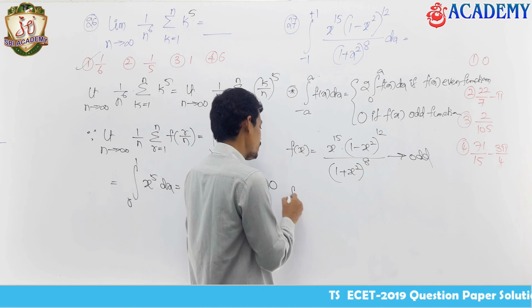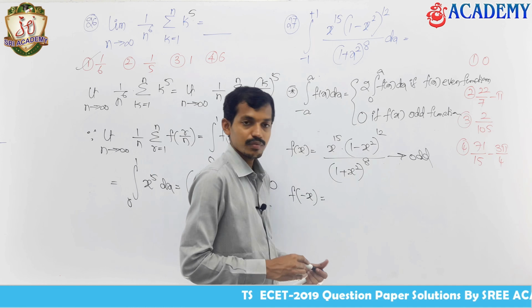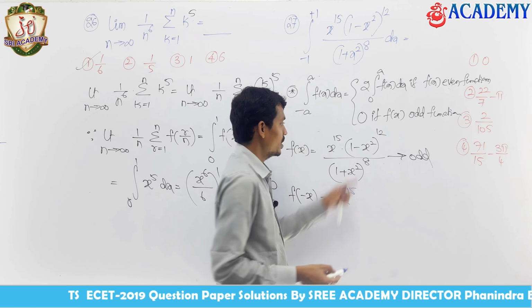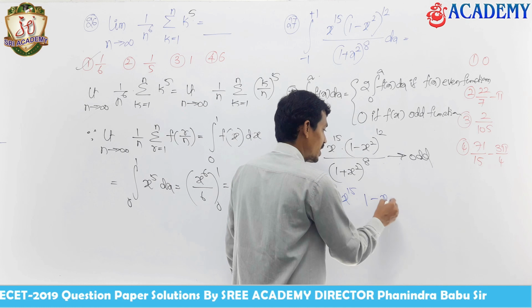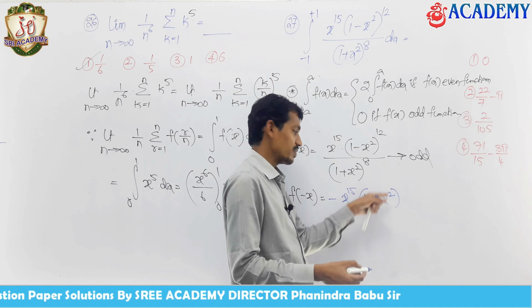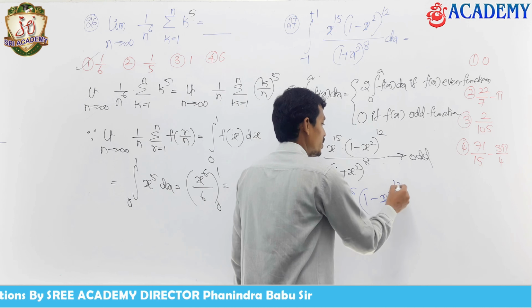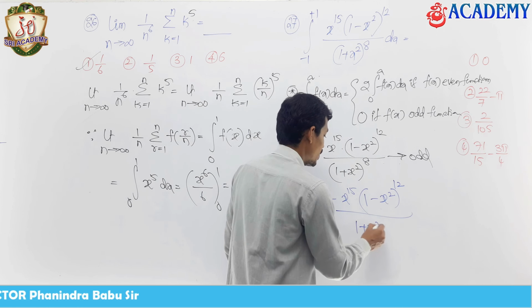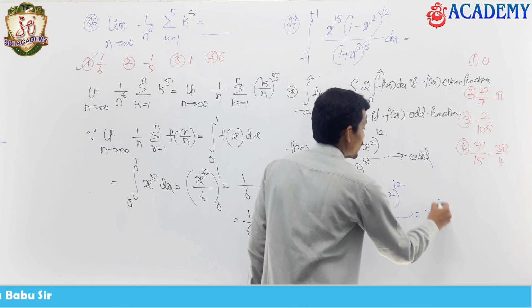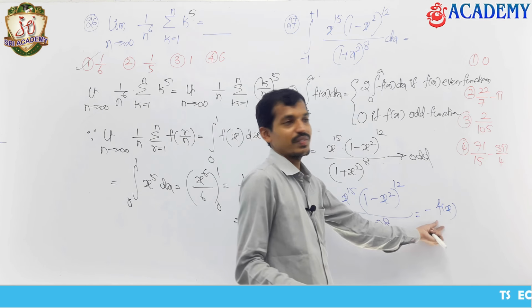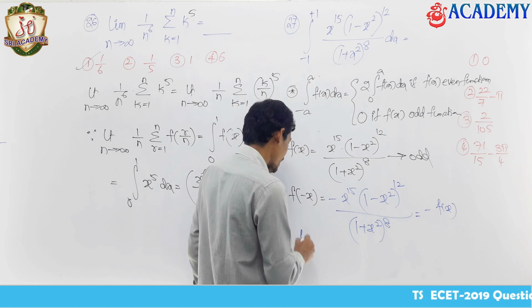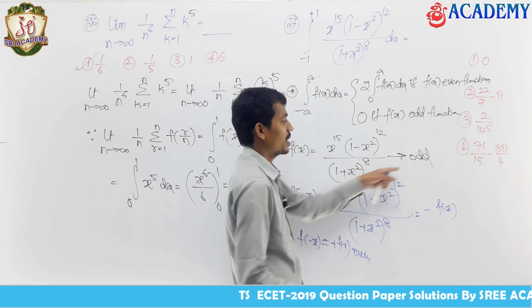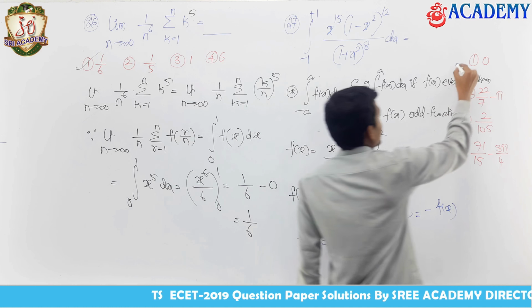You can check if you replace x with minus x. Minus x whole to the power of 15 means minus x to the power of 15. Minus x whole square means plus x square only. You will get minus x power 15 times (1 minus x square) whole to the power of 12 divided by (1 plus minus x whole square, which is nothing but plus x square) whole to the power of 8. That is minus f of x. If f of minus x is minus f of x, then it is an odd function. If f of minus x is plus f of x, the same function, then it is an even function. But since it is an odd function, the answer simply we can say is going to be 0.